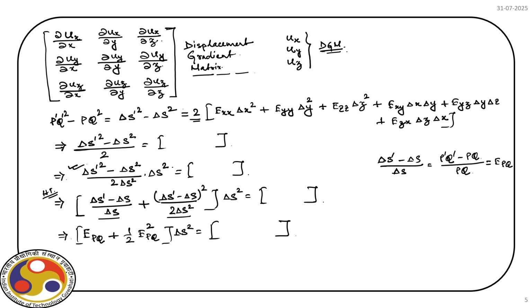Obviously, if you have small strain and you consider linear terms, this quadratic term we can neglect. But if you consider the quadratic term on the right hand side, obviously this term will appear. But for the time being, for small strain, we have elongation of pq. You can easily see. So, for that let us write down the expression.